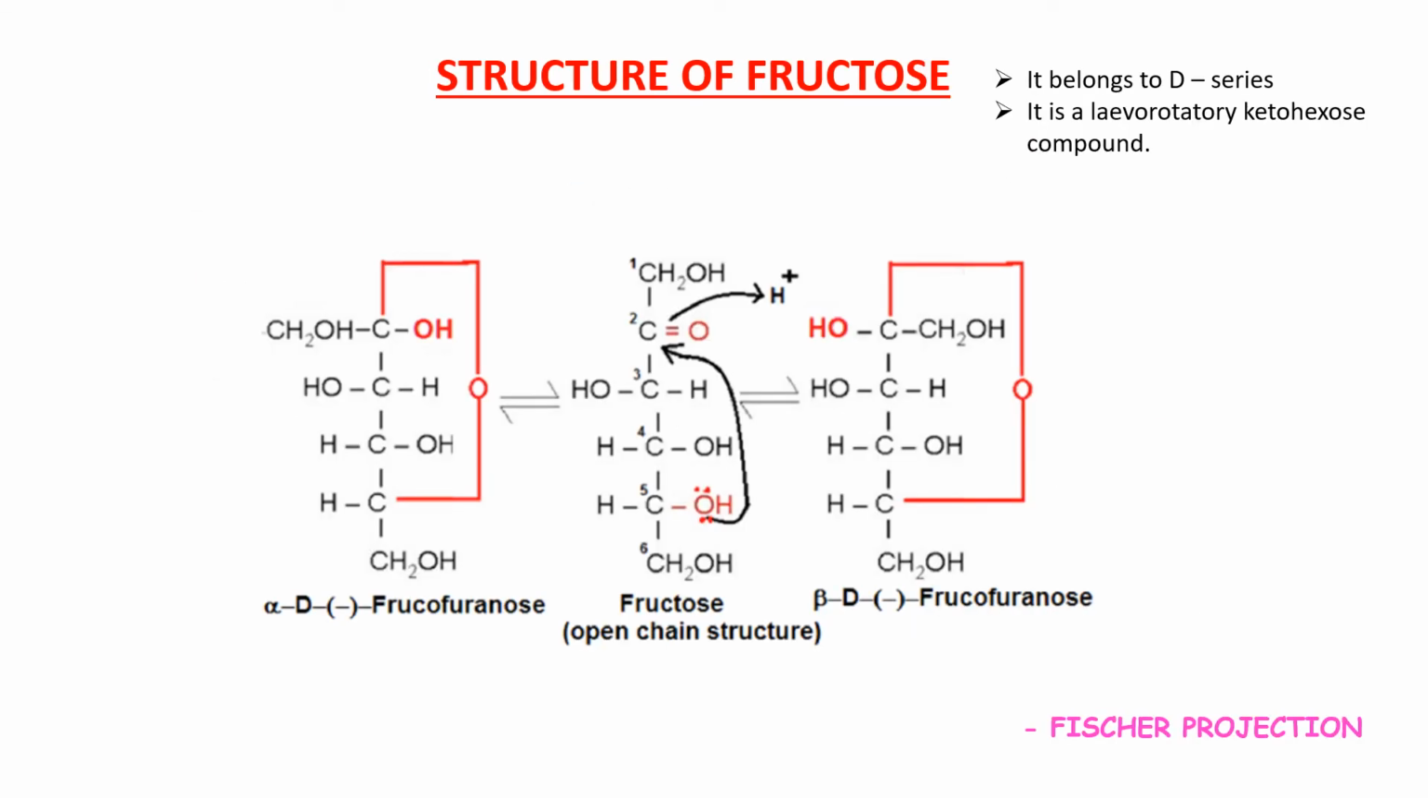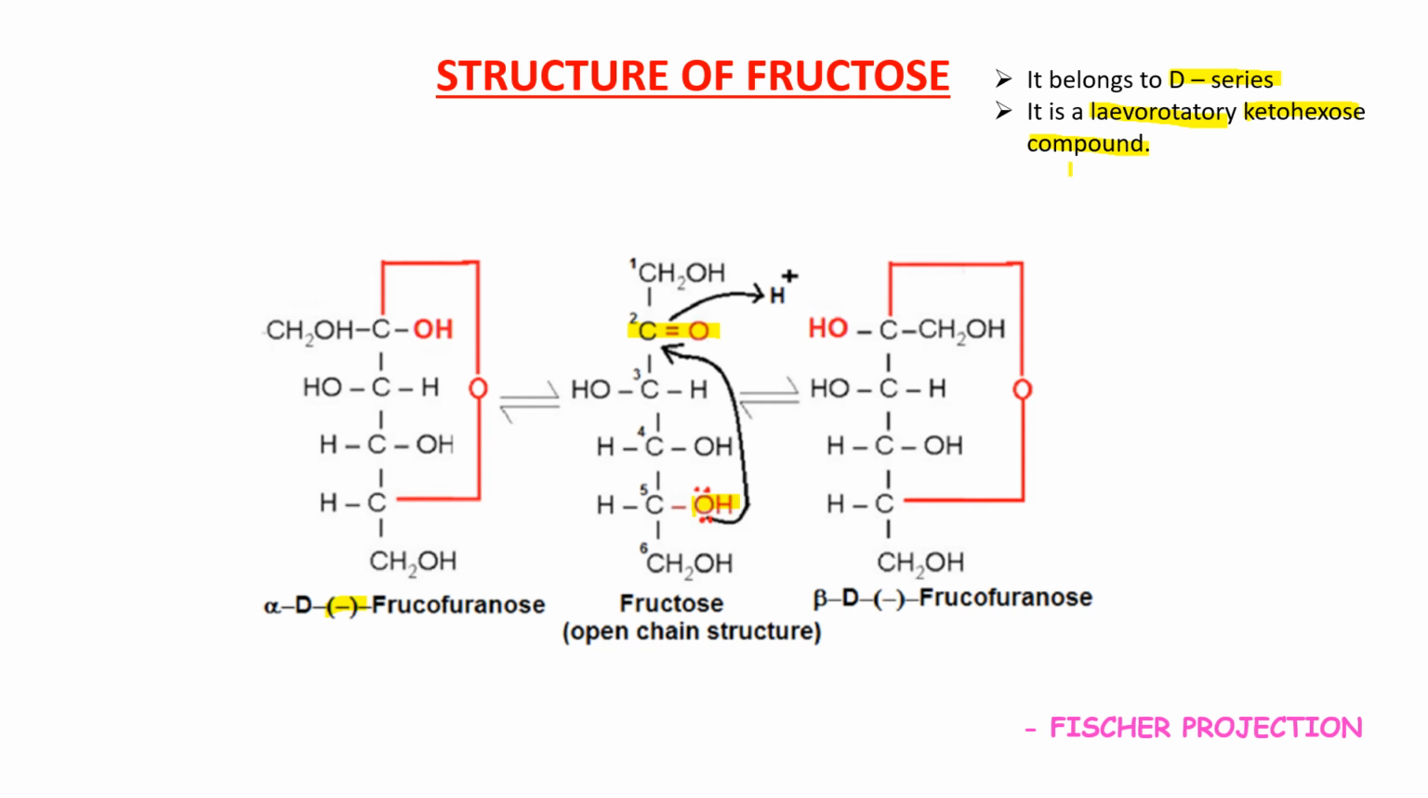Now we will talk about fructose. Fructose has a ketonic group and it has 6 carbon atoms. Therefore, it is classified as a ketohexose compound. And since the OH group which is present on the lowest asymmetric carbon atom is present on the right side, we can say that this compound belongs to the D series. It rotates the plane polarized light in the anti-clockwise or left direction, so it is called a levorotatory compound, and it gets the minus configuration.